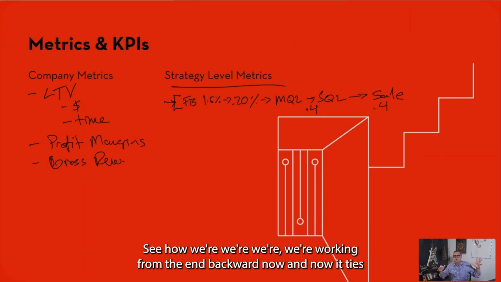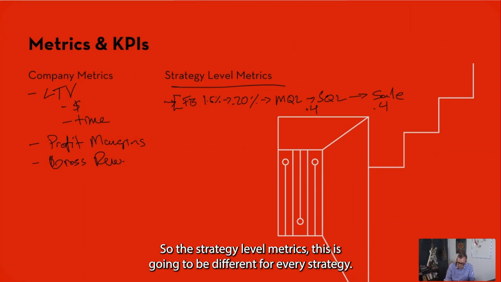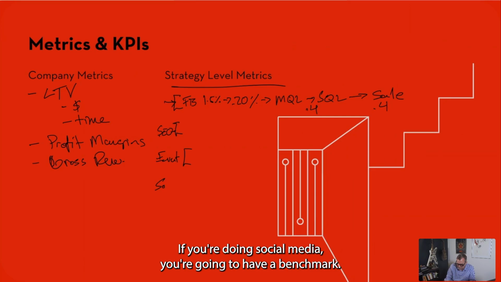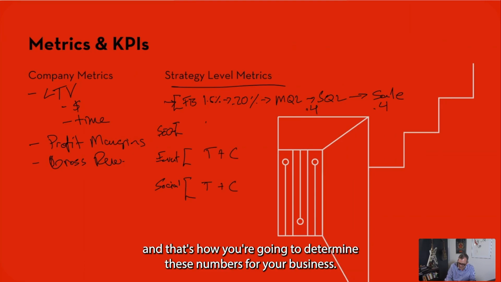See how we're working from the end backward now, and now it ties the entire marketing through to sales completely together all the way. So the strategy level metrics, this is going to be different for every strategy. If you're doing SEO, you have a benchmark. If you're doing event marketing, you're going to have a benchmark. If you're doing social media, you're going to have a benchmark. And again, it's all about traffic and conversions. And that's how you're going to determine these numbers for your business.